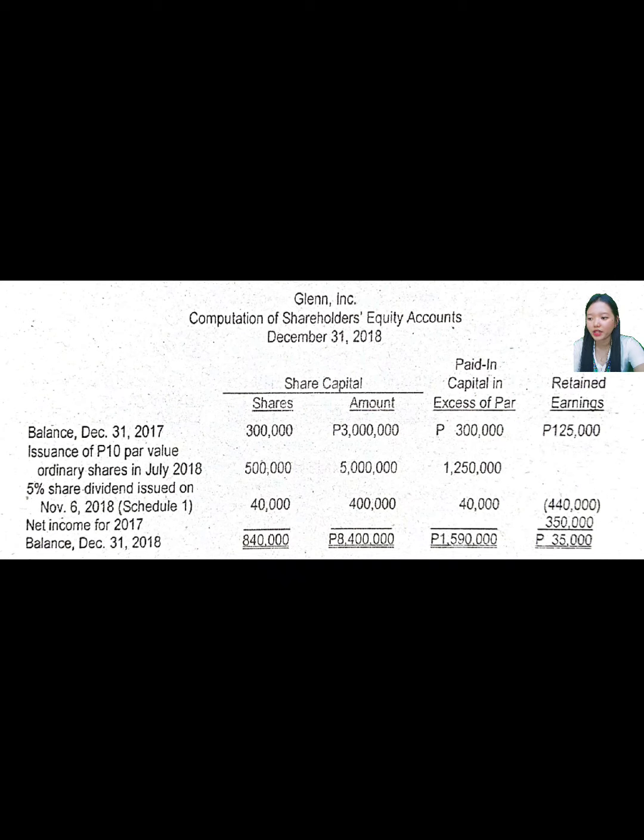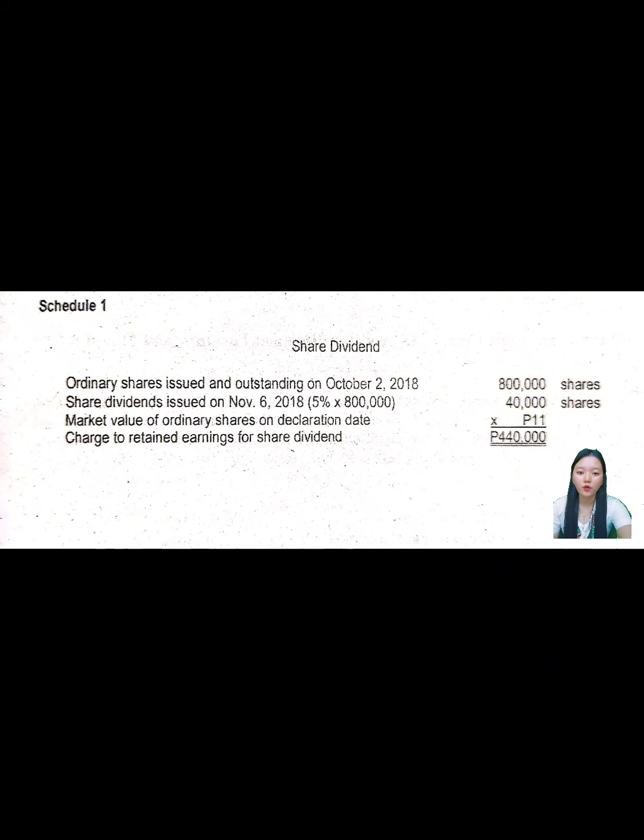So that makes our balance for December 31, 2018: share capital shares 840,000 and our share capital amount 8,400,000 pesos, and paid-in capital in excess of par 1,590,000 pesos, and our retained earnings of 35,000 pesos. So we are required to prepare a schedule affecting the accounts of Glen Incorporated.